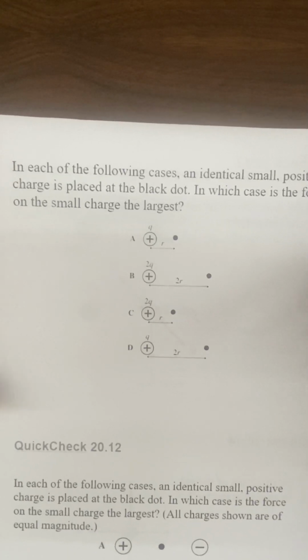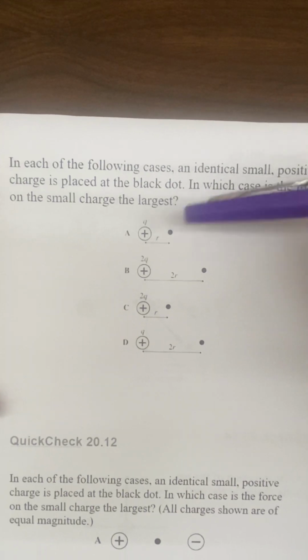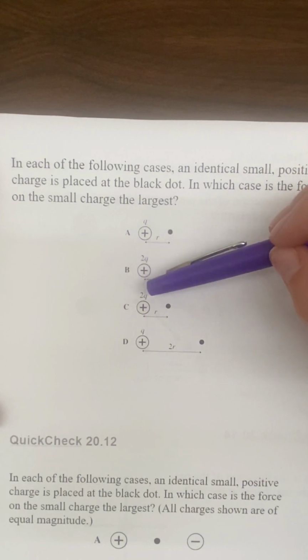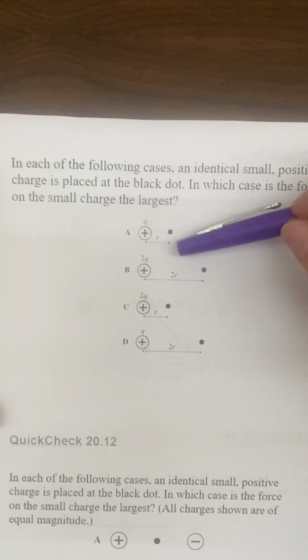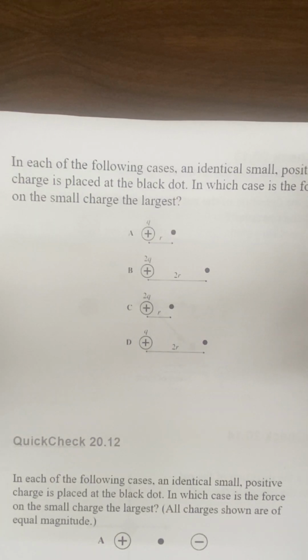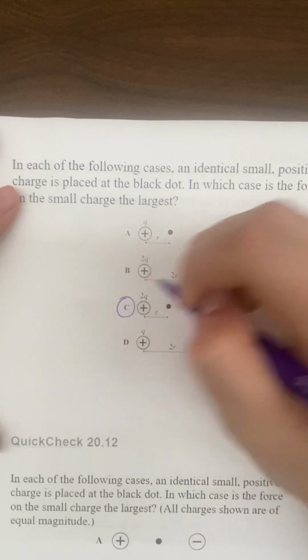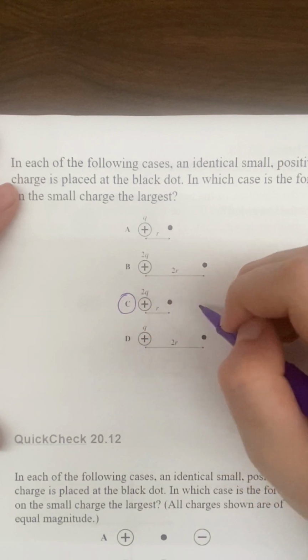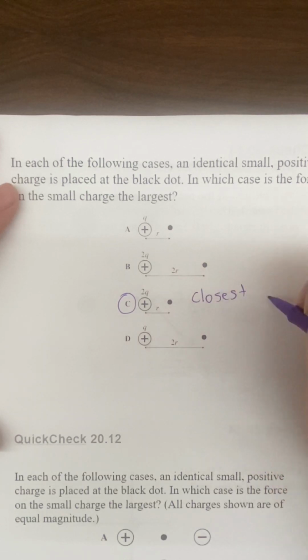Okay, next one. It says, in each of the following cases, an identical small positive charge is placed at the black dot. In which case is the force on the small charge the largest? So we've got several different charges here. The 2q1 is more, so it'd be like double the charge. And then we also have a dot that shows how close a second charge would be to it. So we know that the one that's closest with the biggest charge would have the most force. And in this case, it's option C. We see that the distance is r and the charge is 2q. So we've got the closest distance and the biggest charge.